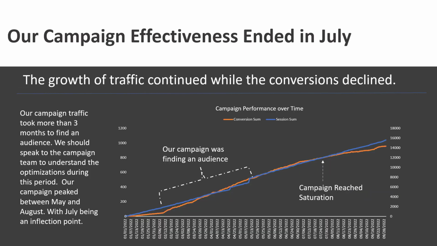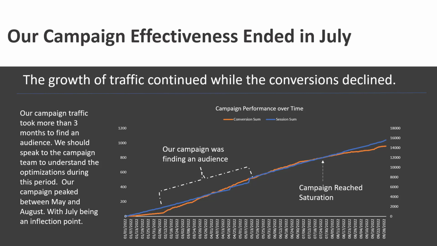Next, we wanted to understand where the saturation point was. So we created a campaign performance running sum over time, and we looked at the relationship between conversion and our traffic. And we can see for the first 3 months or so, there was a learning period where we were optimizing and trying to get a better understanding of our audience more than likely. So that is a discussion I really want to have with our campaign team to understand what optimizations were made.